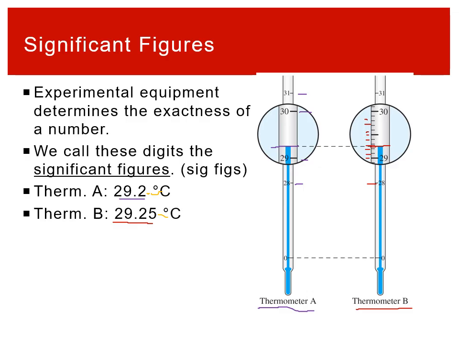And what we're saying is if you tried to use thermometer A to measure anything after the 2, you might as well just make them up. They are not significant. They are not meaningful. So when you're using a piece of equipment, you want to be mindful of what the potential error is, and what the potential rounding is that I can do with this piece of equipment to measure a value.